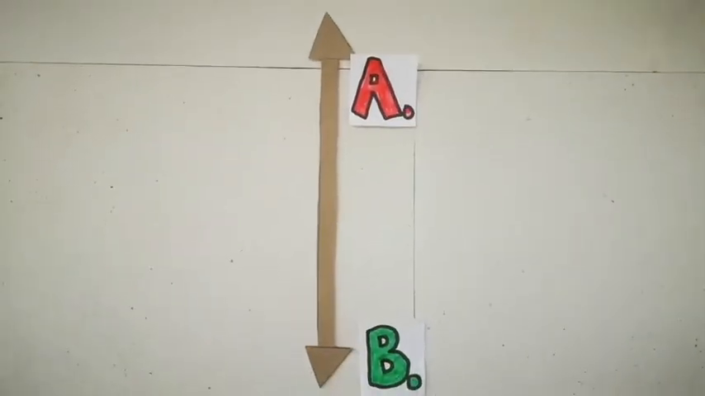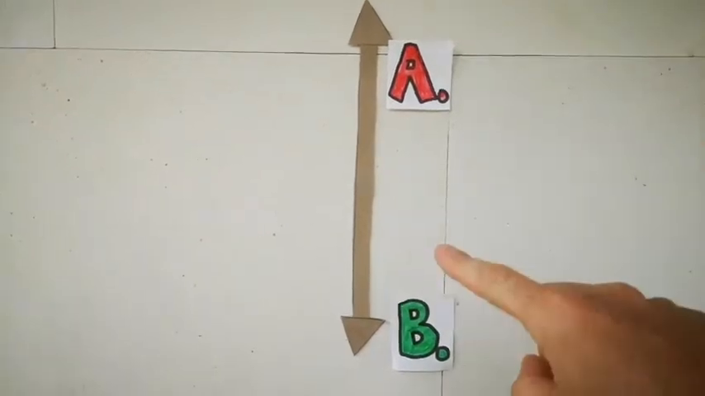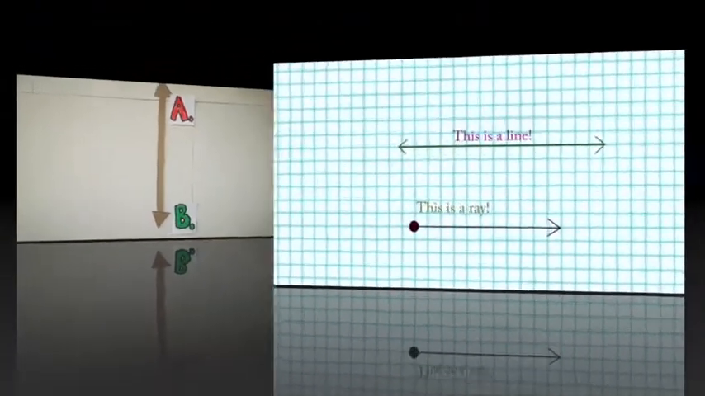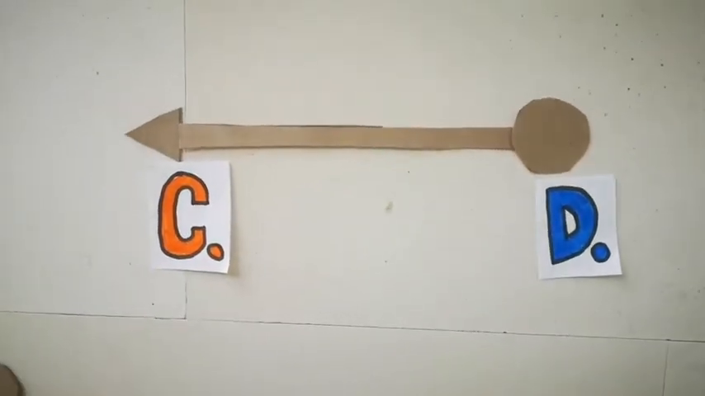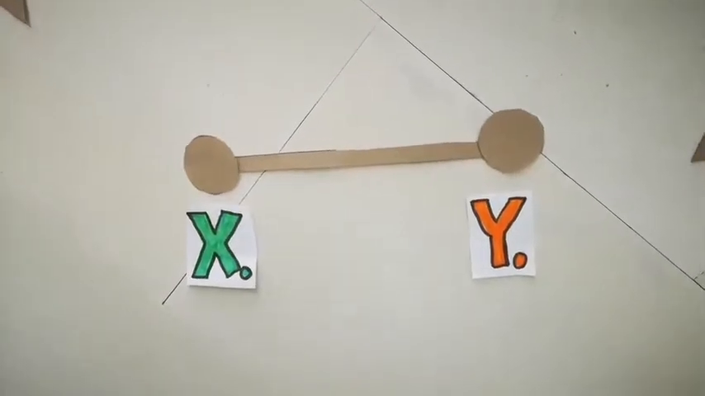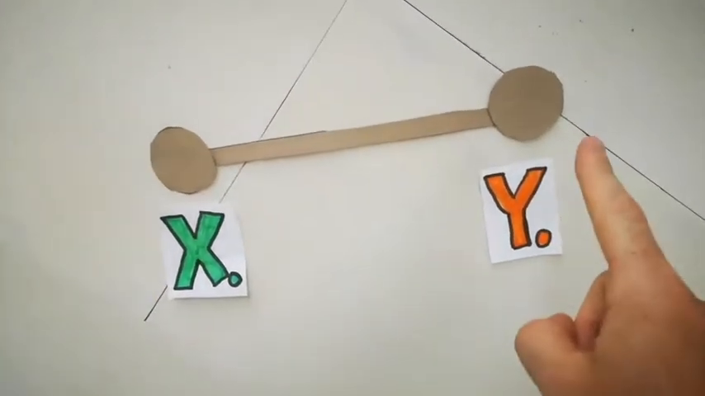If I'm going to label my line, I've decided to use the letters A and B. So this line is now called AB. With this ray, I've decided to use C and D. So this is now labeled CD. For this line segment, I chose the letters X and Y. So this point is an X and this point is a Y.